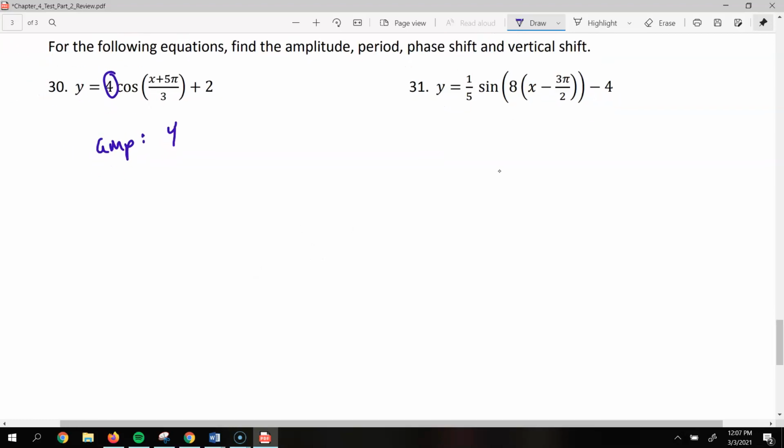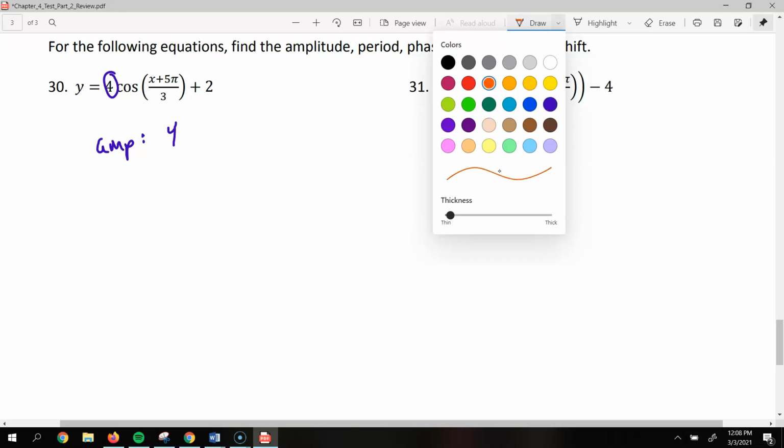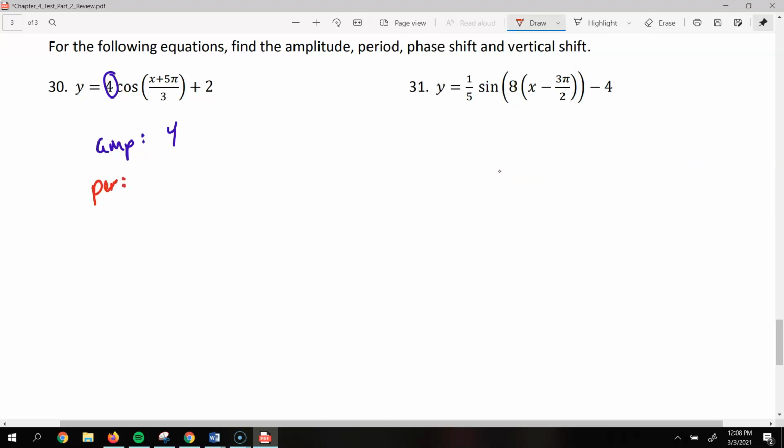And the period, let's use a different color here. The period, remember, is the one that we have to do the most work for. We see that this is all being divided by 3. So that tells me that, inside the parentheses, this is the same as 1/3 times x plus 5 pi, if that helps. Either way, we take the reciprocal of that 1/3, which is 3. So horizontally it's being stretched to 3 times the size. Well, 3 times 2 pi would be 6 pi. So we get the period from taking the reciprocal, or the opposite, of what happens with the x.